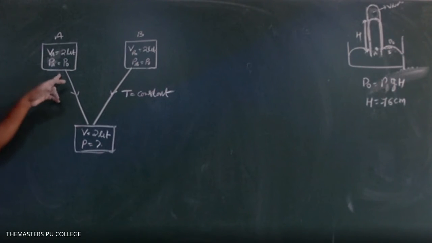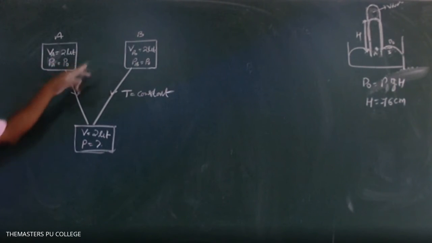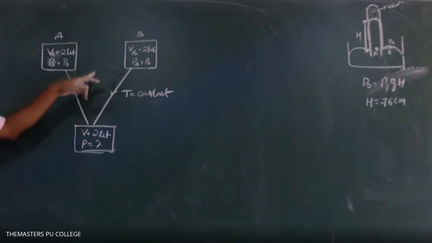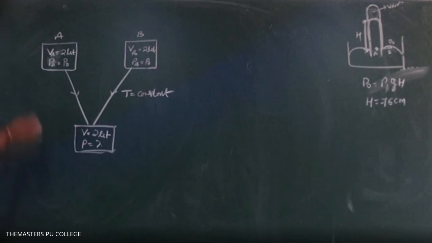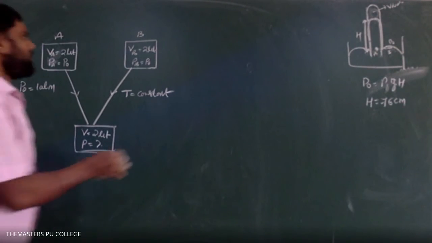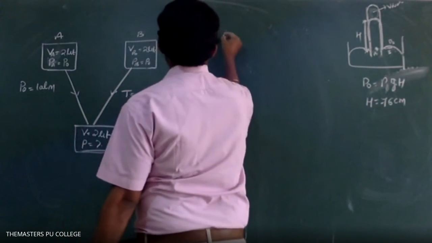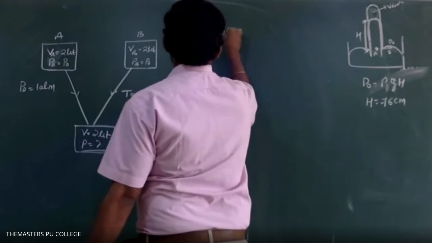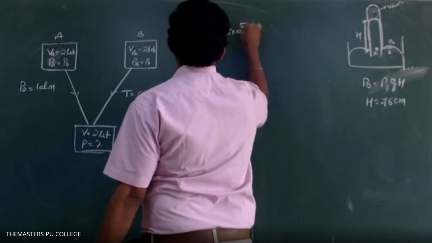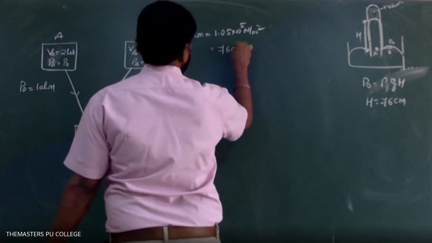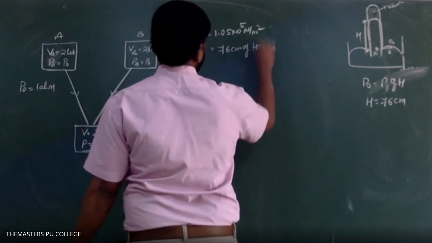Two gases, gas A and gas B, are at STP. STP means standard temperature and pressure. So in such a case, the pressure is due to the atmosphere. Then we can write P naught equals 1 atm. What is meant by 1 atm? 1 atm is nothing but 1 atmospheric pressure, which equals 1.05 into 10 to the power of 5 Newton per meter square, or else we can write 76 centimeter of Hg.